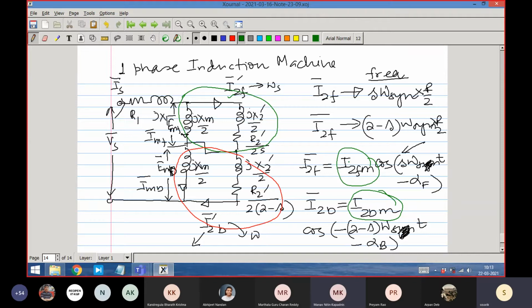Is there any question? Sir, in the second line, is that I2B or is it I2F only? It should be I2B. Thank you. It is I2B. So this is how it is perceived, and the equivalent circuit is that.